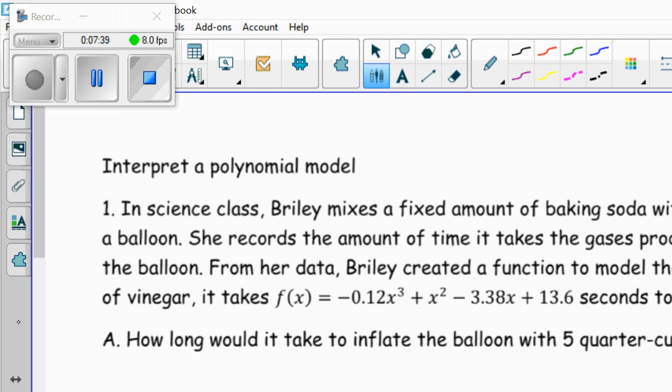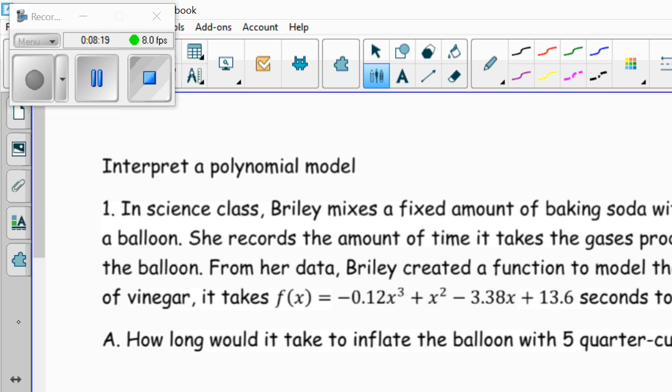All right, so now let's look at some word problems. Interpreting a polynomial model. It tells us in science class, Briley mixes a fixed amount of baking soda with vinegar in a bottle capped by a balloon. She records the amount of time it takes the gases produced by the reaction to inflate the balloon. From her data, Briley created a function to model the situation. For x quarter cups of vinegar, it takes f of x equals -0.12x cubed plus x squared minus 3.38x plus 13.6 seconds to inflate the balloon. How long will it take to inflate the balloon with 5 quarter cups of vinegar?